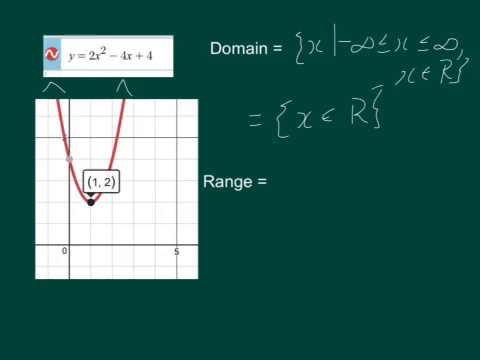Where we have a difference in this case is now we have a bottom. There is a least value for our range. With that in mind then, when we go to define our range, we look at y such that, and because this is opening upward from the vertex, we can simply look at it as y is greater than or equal to 2, y belonging to the reals, and close bracket.